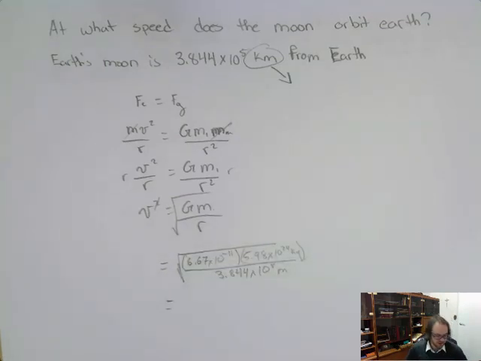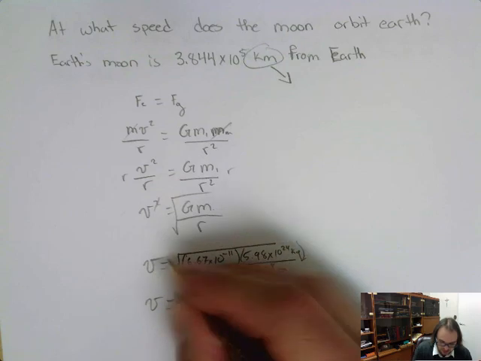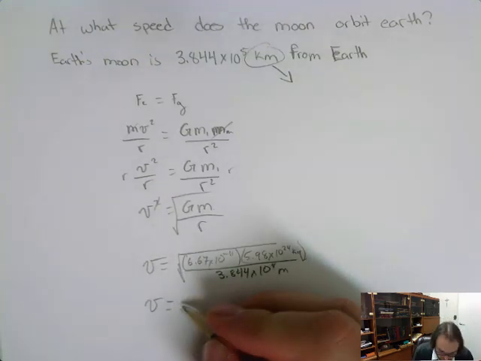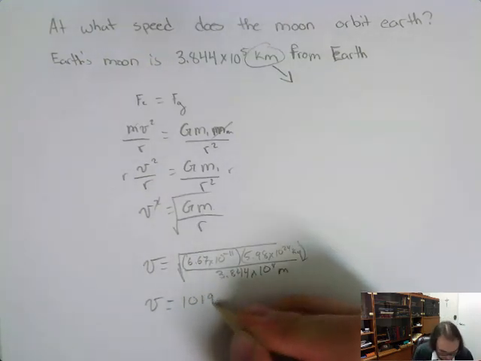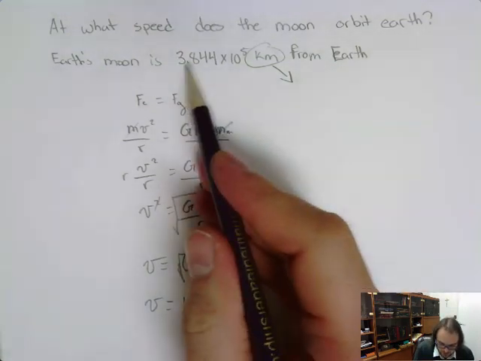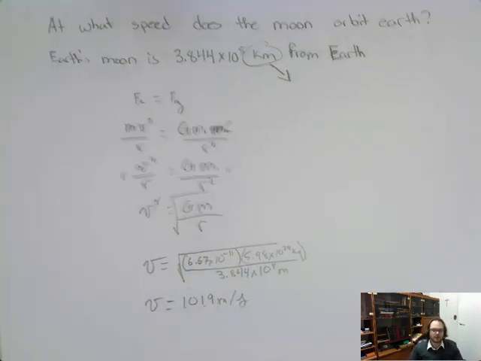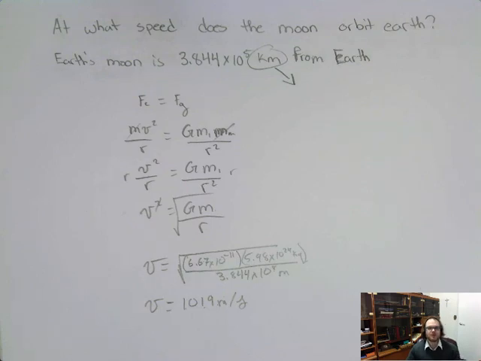Now when I calculate this out, I'm going to end up getting that the moon orbits at a velocity of 1,119 meters per second. And if we look at this here, I have 1, 2, 3, 4. So 1, 2, 3, 4. We're at the right significant figures. Okay? Now let's take a look at my next question.